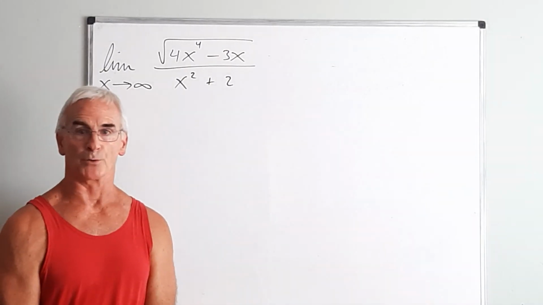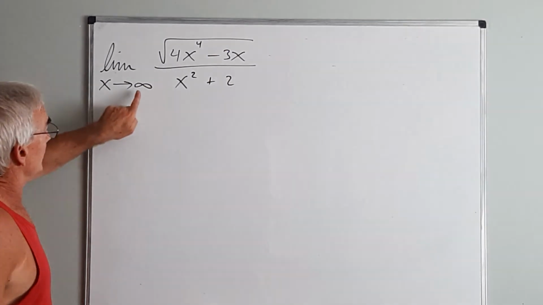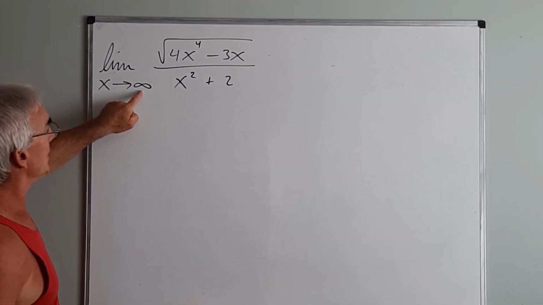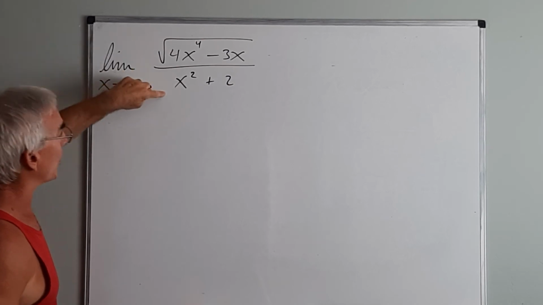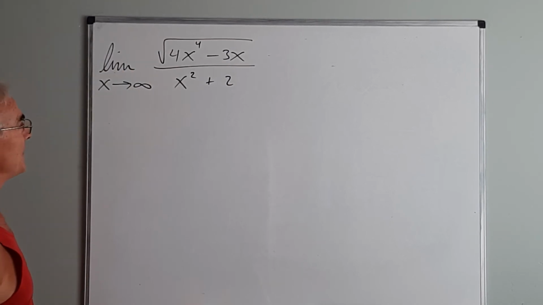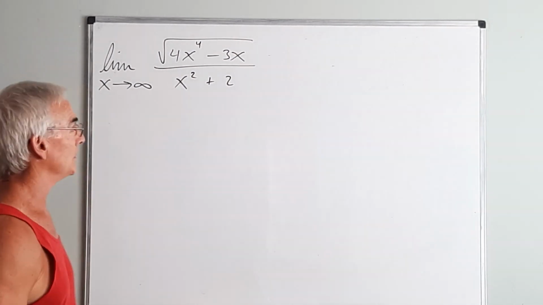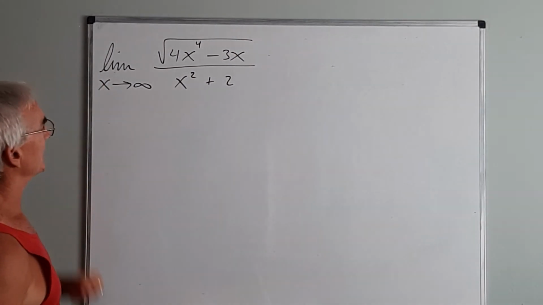Now here's a bit of a bonus question. Like before, I'm approaching infinity, but this is not a rational function. Numerator and denominator are growing without bound, but this isn't really a factor and cancel. This isn't a degree of the polynomial type of problem. So the question is, how do I make this work?